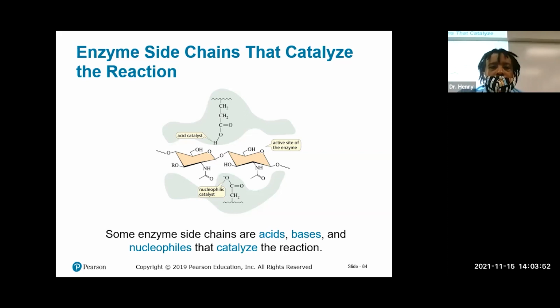Some enzymes are going to have side chains that are acids or bases, and sometimes nucleophiles. That's going to help catalyze reactions.